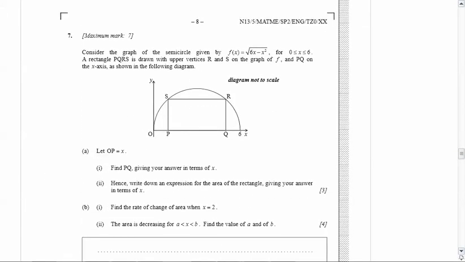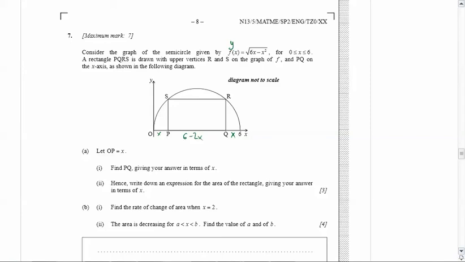Question number 7. I'm not going to go into too much detail, though you do actually have to think about the problem, right? It tells you that f of x equals the square root of 6x minus x squared. That means that that's y, right? That's your y value. The x value is just x. In this, it has OP being x. That means this also has to be x. It's a semicircle, right? It tells you that. That means it has to be symmetric on both sides. So therefore, this between P and Q has to be 6 minus 2x.